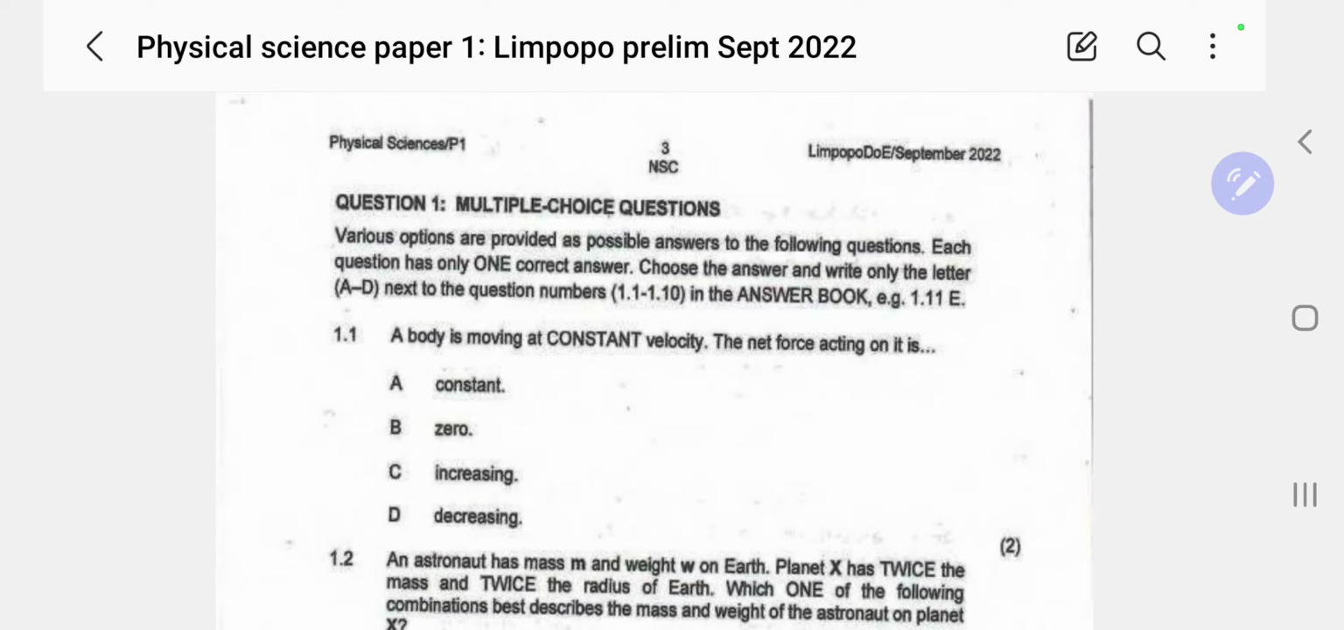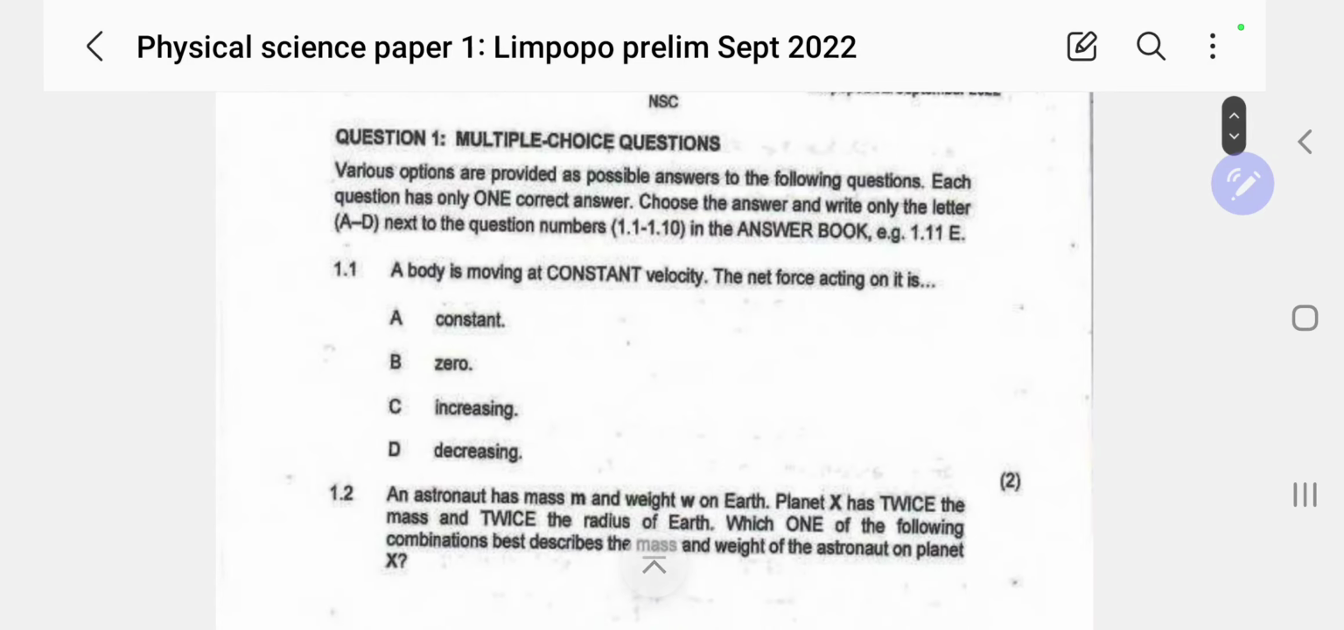Now that mathematics is on the side, let's focus on the physical science, which we're going to be dealing with the Limpopo paper written in September Trials 2022. So it's quite an interesting paper, so I figured let me just use this one as the revision for our physical sciences. So let's just get to it without wasting too much time, and I hope you will learn something through it.